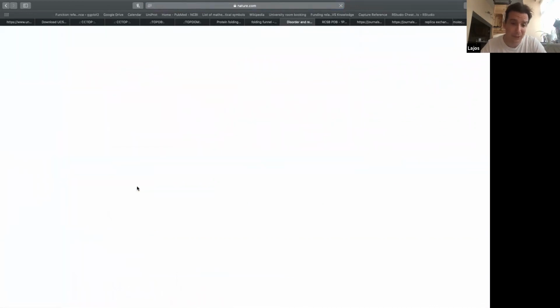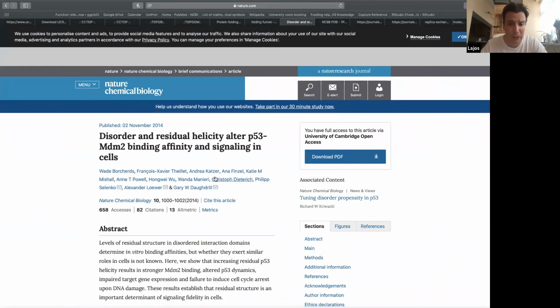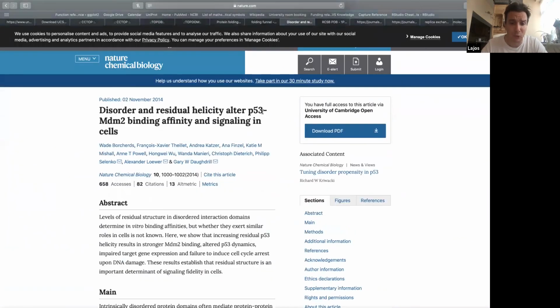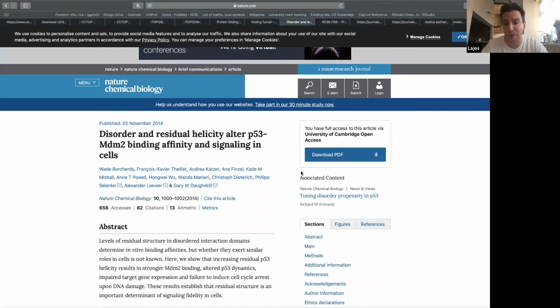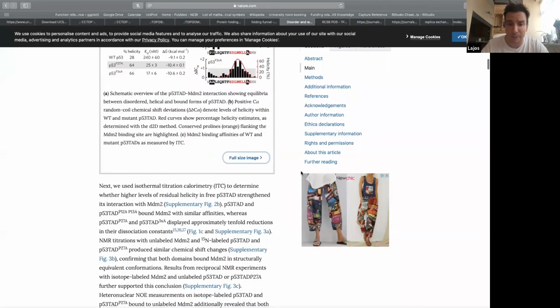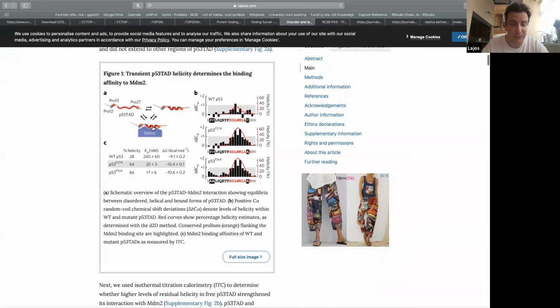This was actually published in Nature Chemical Biology. This is one of the most important interactions in the human cell, the p53 MDM2 interaction. This is how the p53 fate will be decided. If they are interacting, then p53 will be degraded. But the most important thing here is that this is, again, a good example of conformational selection.